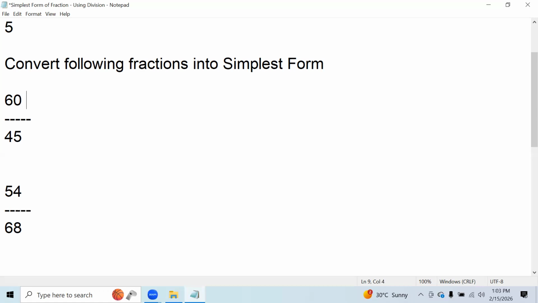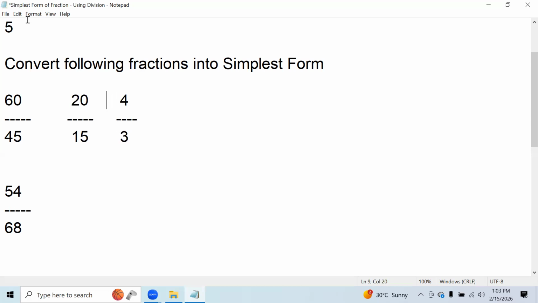So 60 divided by 3, 3 2s are 6, 3 0s are 0, so the numerator becomes 20. 45: 3 1s are 3, 1 remaining, 3 5s are 15. So 3 into 15 is 45. Now once we get this next fraction, 20 upon 15, find out what is the common factor for 20 and 15. If you know the table of 5, it becomes very easy. 5 4s are 20, sorry, 5 3s are 15. 5 4s are 20, 5 3s are 15.